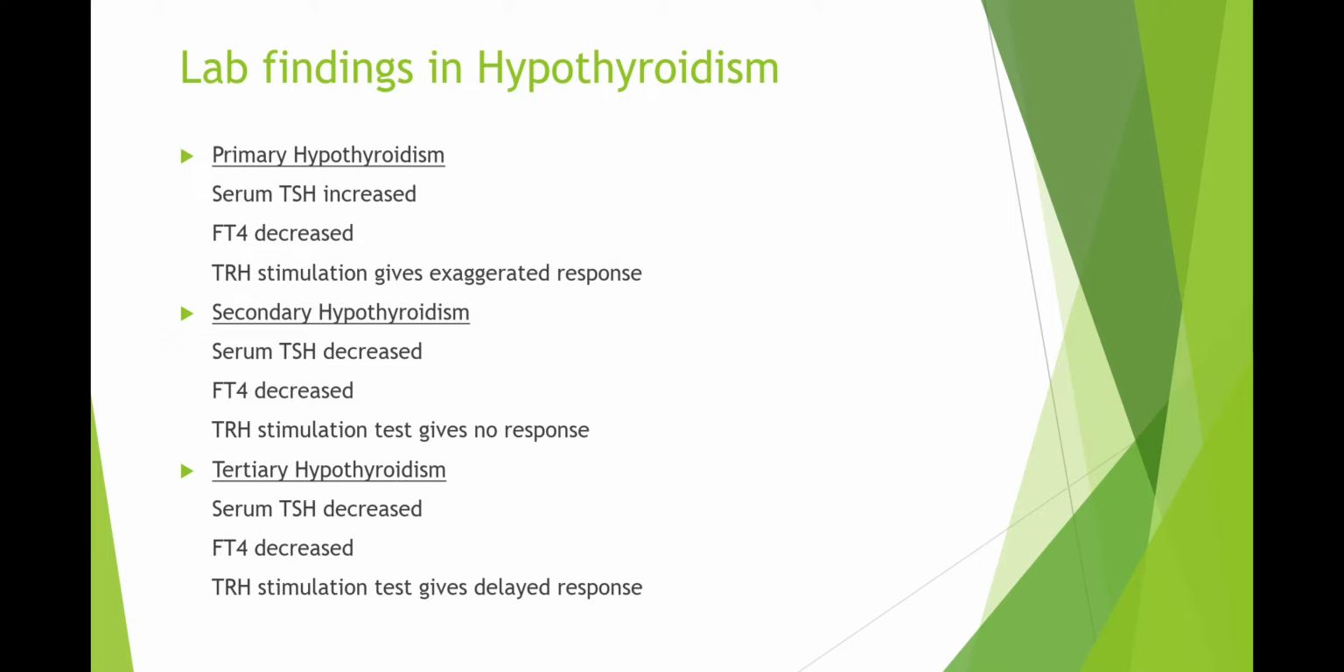Lab findings in hypothyroidism. In primary hypothyroidism, serum TSH is increased and free T4 is decreased. The thyrotropin releasing hormone stimulation gives an exaggerated response. In secondary hypothyroidism, serum TSH is decreased, free T4 is also decreased, while the TRH stimulation test gives no response. In tertiary hypothyroidism, serum TSH is decreased, free T4 is decreased, while the TRH stimulation test gives a delayed response.